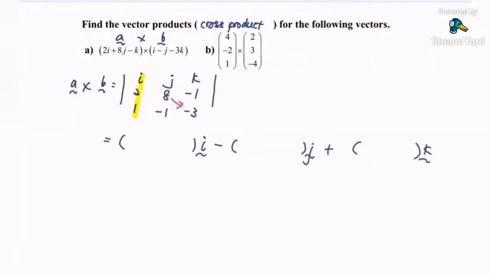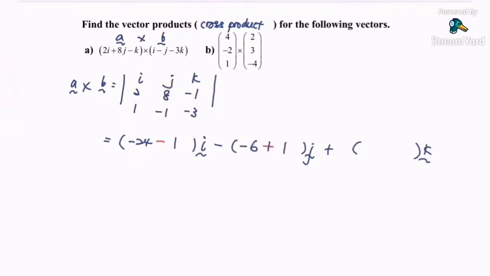8 multiplied by -3, and we will have -24, minus, next, multiply this part, where we have -1 times 1. So we have -1. Next, focus on the second part, J. So kindly close up the J. Focus on this part, where we have to multiply. So we will have -6 minus -1 multiplied by 1, and we will have -1, so it becomes +1.